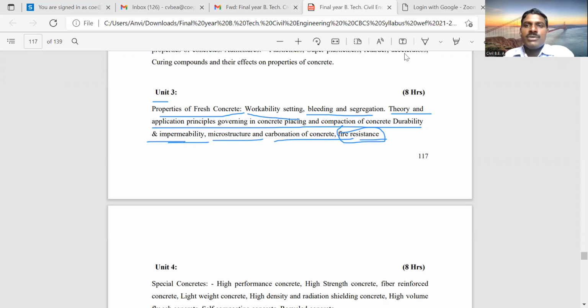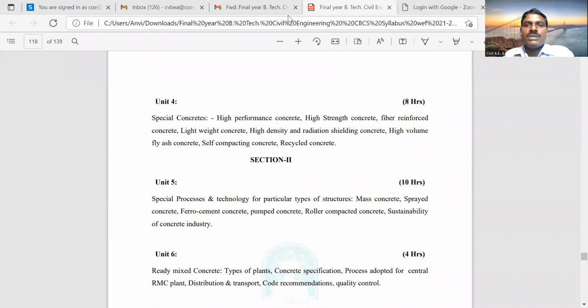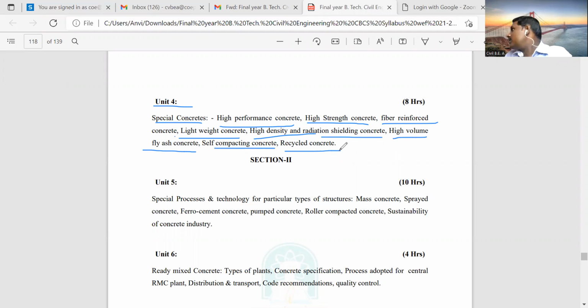So this is our third unit. Then unit number 4. Unit number 4 is special concrete. As we have discussed, the second outcome is special concrete. Special concrete has various types: high performance concrete, high strength concrete, fiber reinforced concrete, lightweight concrete, high density and radiation shielding concrete, high volume fly ash concrete, self compacting concrete, and recycled concrete.